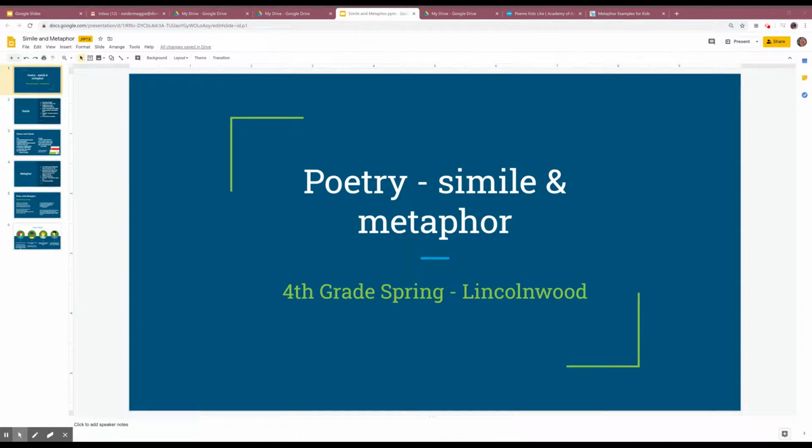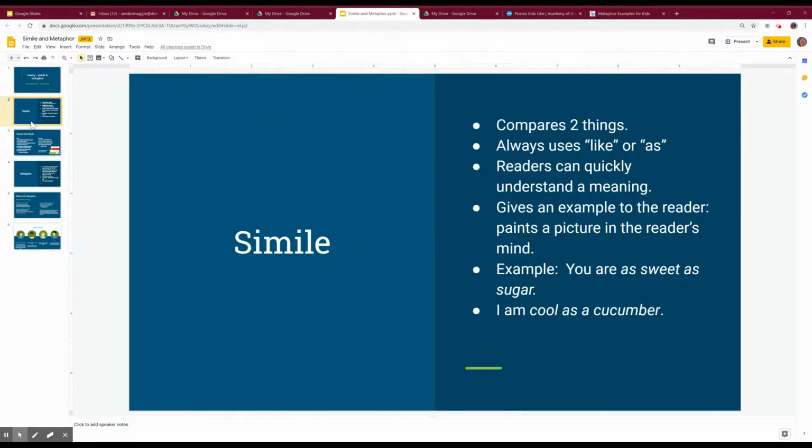Hi, fourth grade. We've been learning about poetry this past week, and here's something that you can do as a poet, something that writers use to help readers quickly understand an idea. Many poets use similes and metaphors. A simile compares two things. It always uses the words like or as. Readers can quickly understand a meaning with a simile.